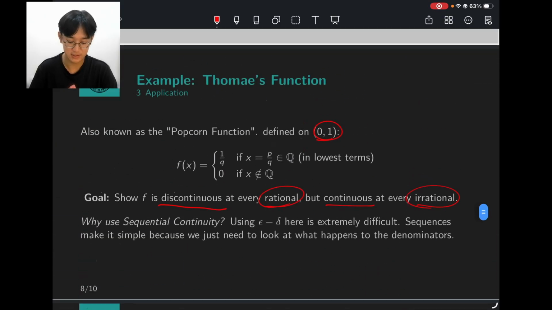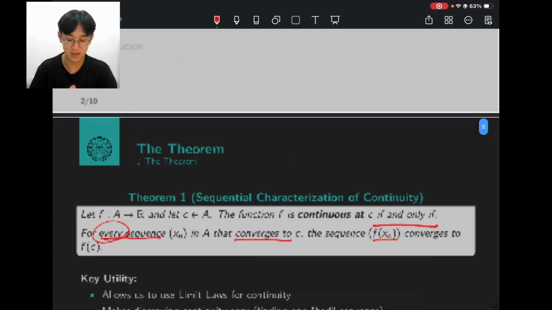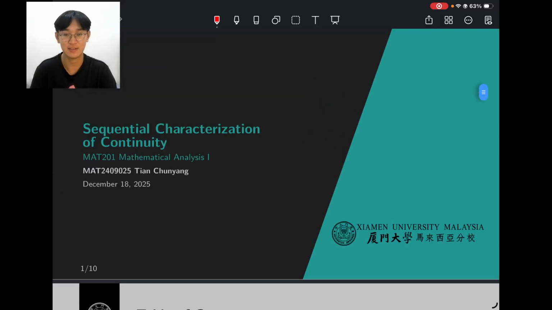So this is the Thomae function, and this is all my topic, the sequential characterization of continuity.